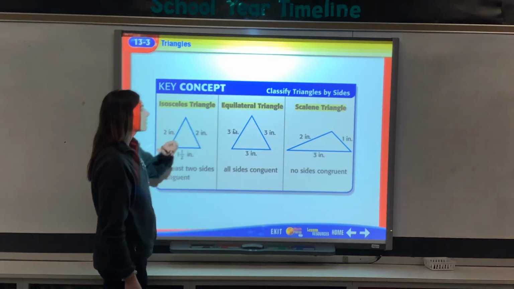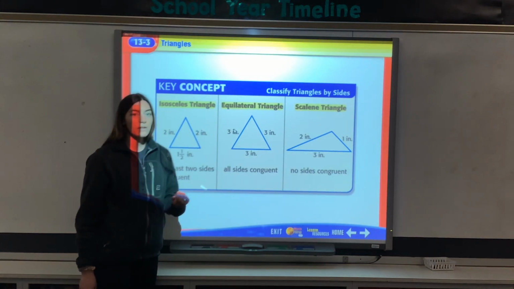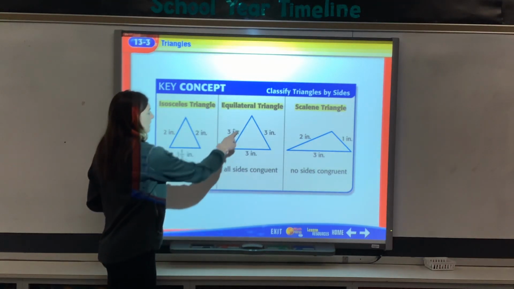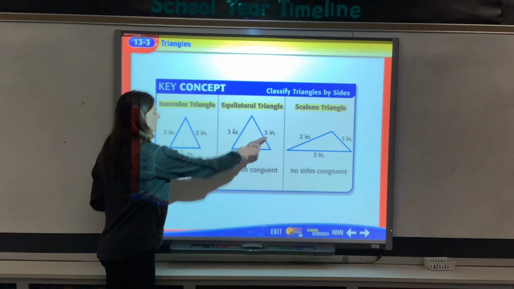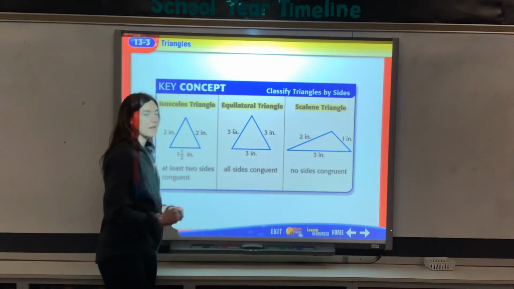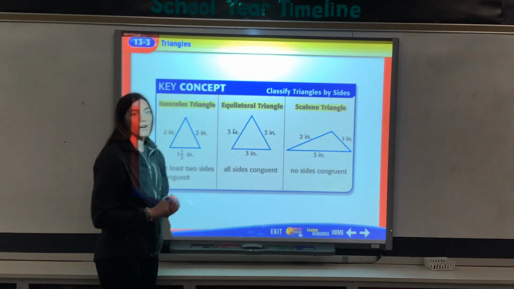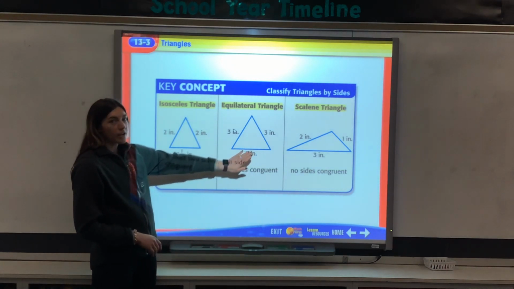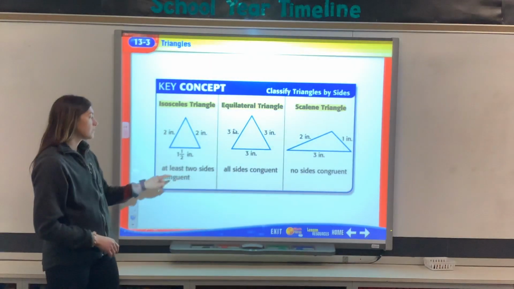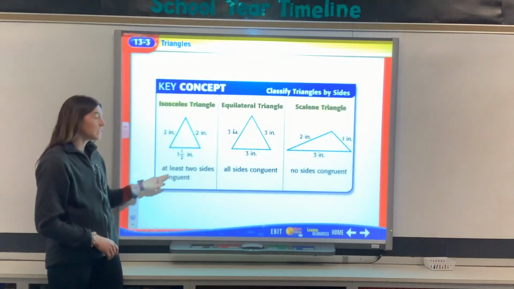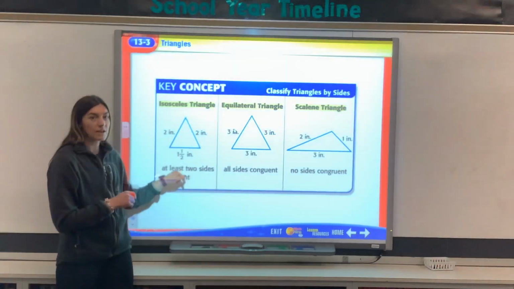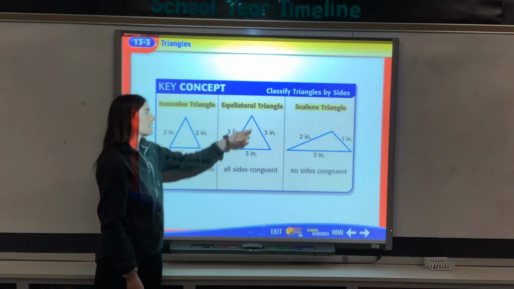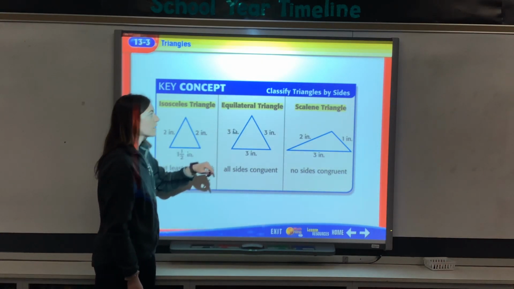Then we have an equilateral triangle. In an equilateral triangle, all the sides are congruent. So this side is 3 inches, this side is 3 inches, and this side is 3 inches. So all three sides are congruent. Now, an equilateral triangle can also be considered an isosceles because it has at least two congruent sides. But since we're being more specific and it has three congruent sides, it is an equilateral triangle.